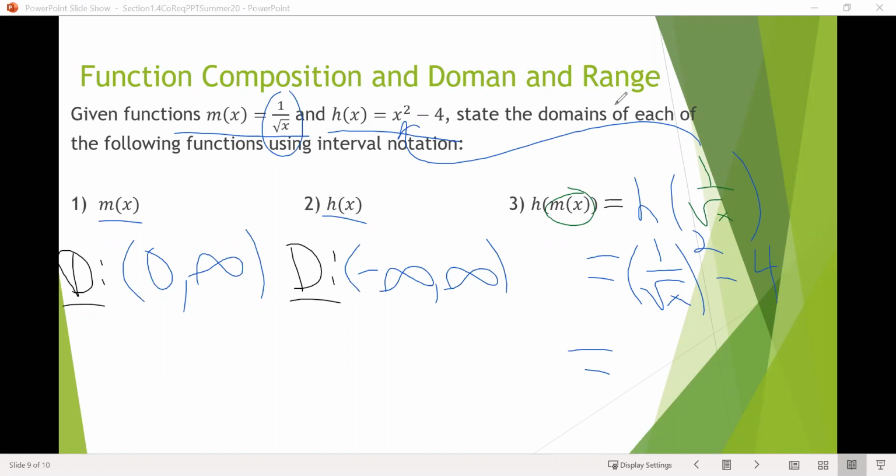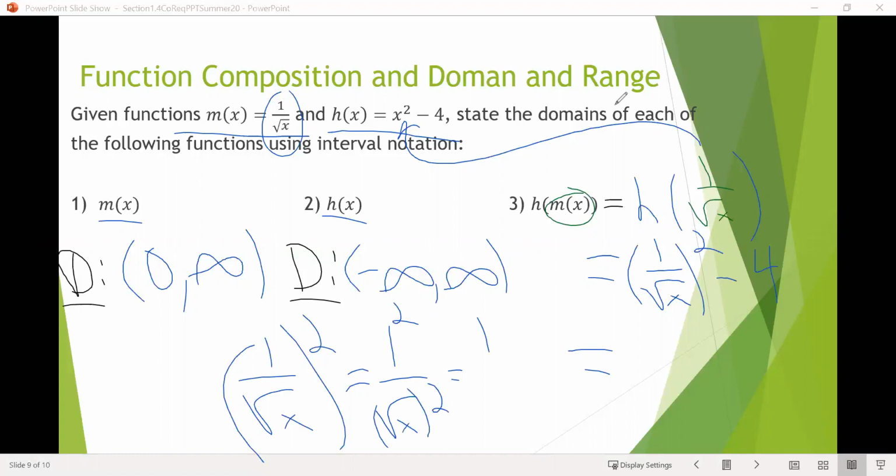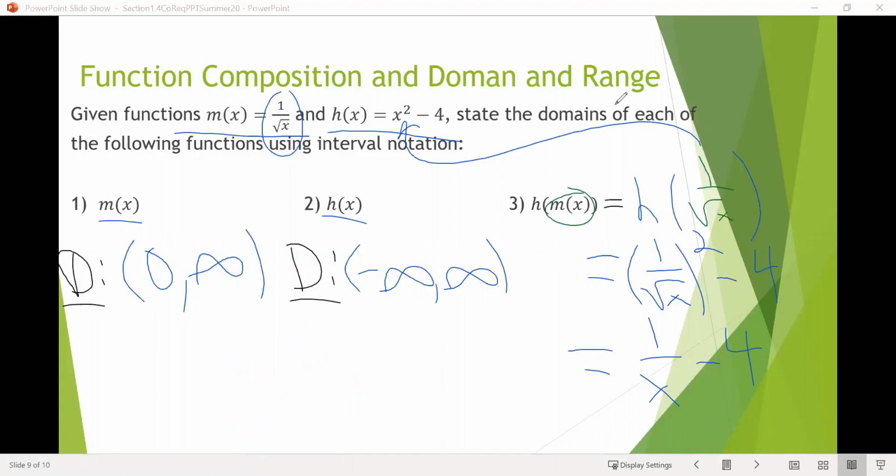If you remember, when you square a fraction, so if you have something like 1 over square root of x, squared, one way to deal with that is to distribute the square to both the numerator and the denominator. So this becomes 1 squared over square root of x squared. 1 squared is 1, and square root of x squared, as we just talked about, becomes x. So it looks like our composed function h of m of x becomes 1 over x minus 4.